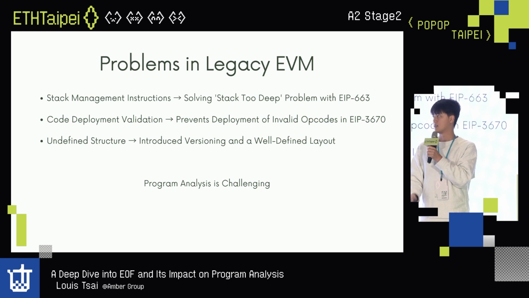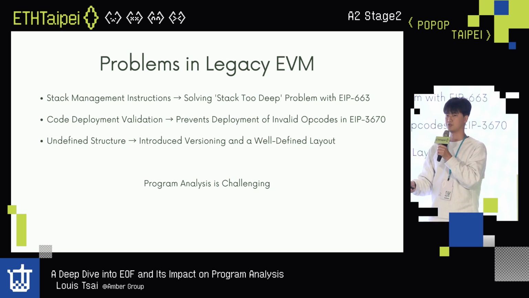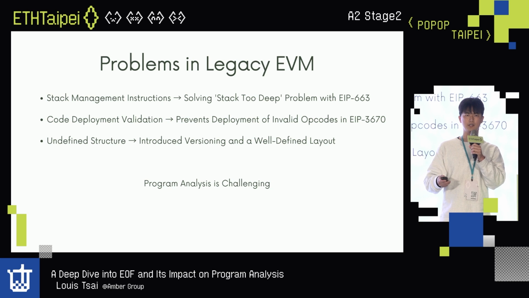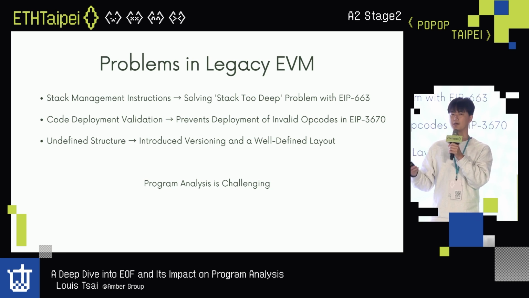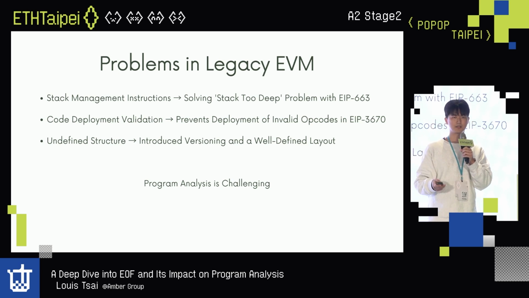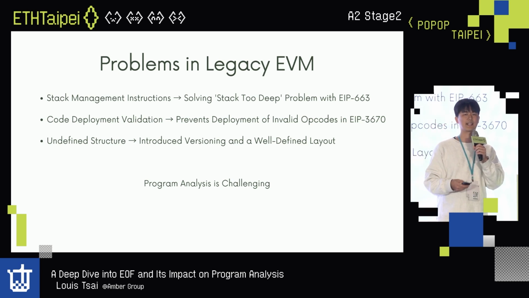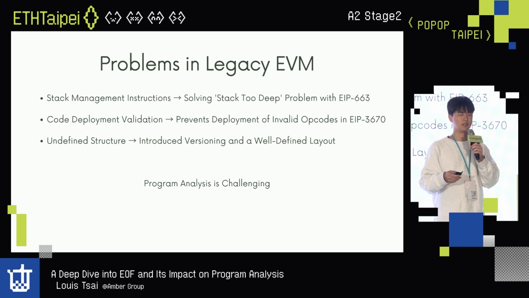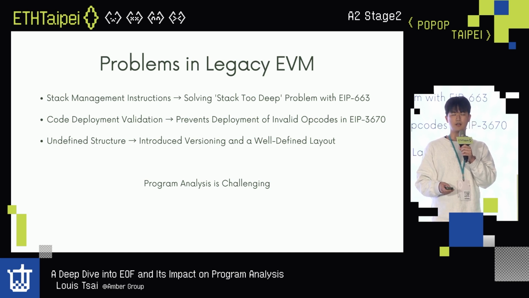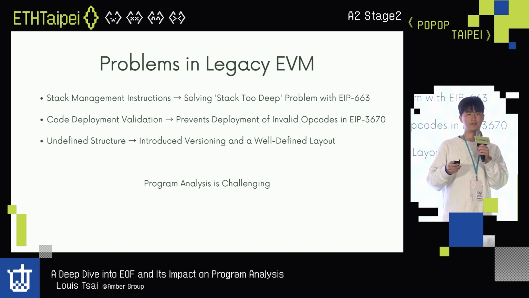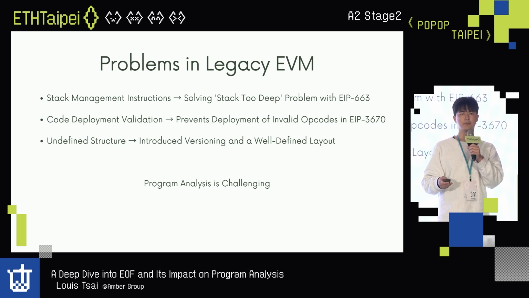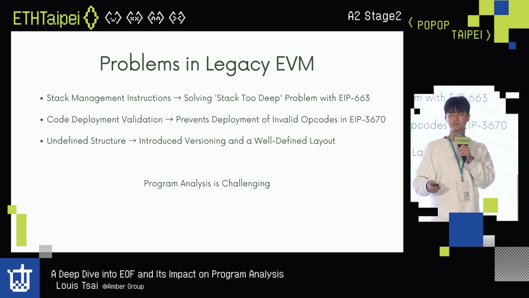And the other issue is the code deployment validation issue. Currently, we could deploy undefined or invalid bytecode on Ethereum network. However, this is impossible after EOF is activated because several validation rules are introduced in EOF. All the bytecode deployed will be validated during the deployment time, and all the immediate values should be properly provided as well. And there are more validation rules.